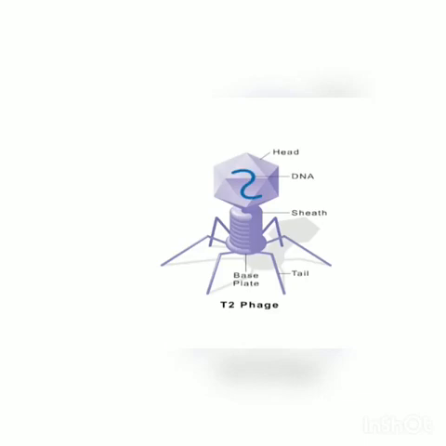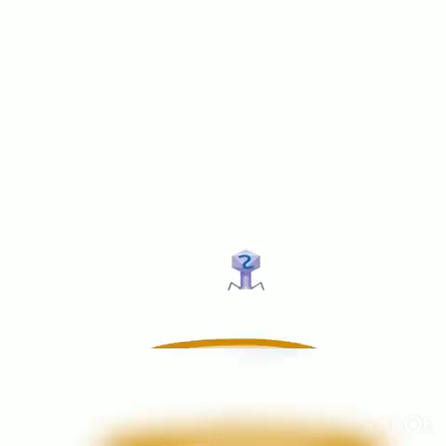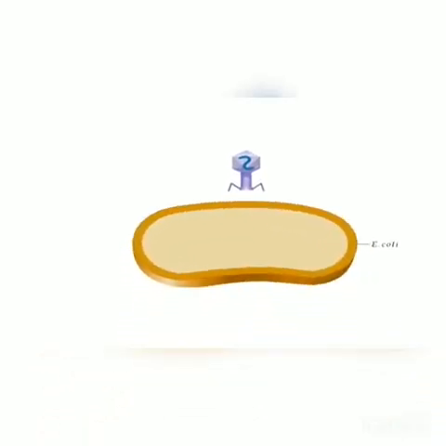When T2 comes in contact with E. coli, the phage attaches to the bacteria by its tail. Next, the phage injects its genetic material into the cell. The genetic material directs the bacterial enzymes to produce viral offspring.